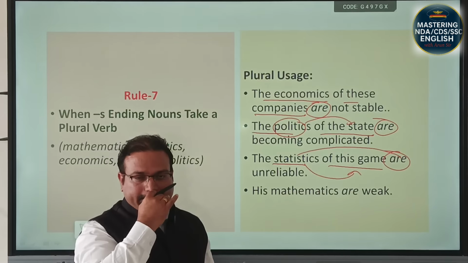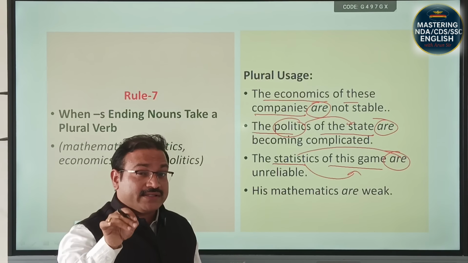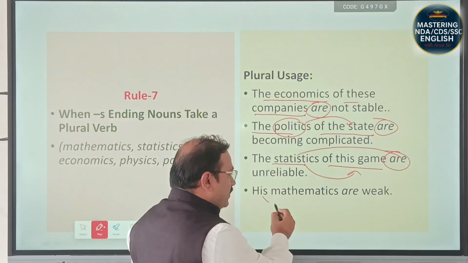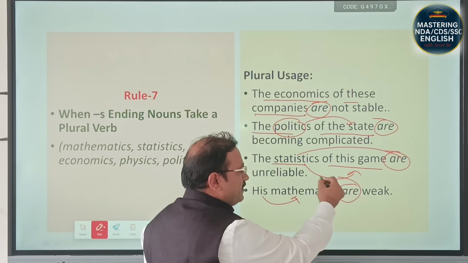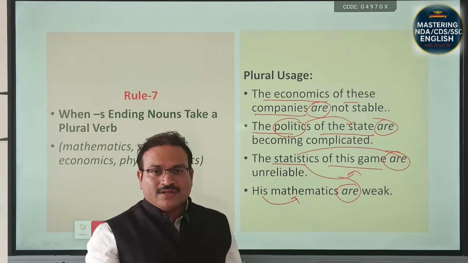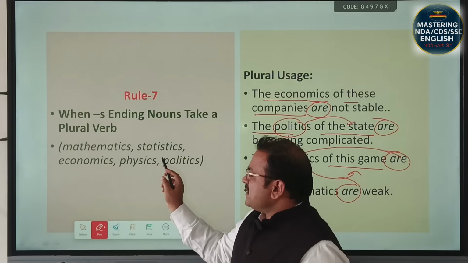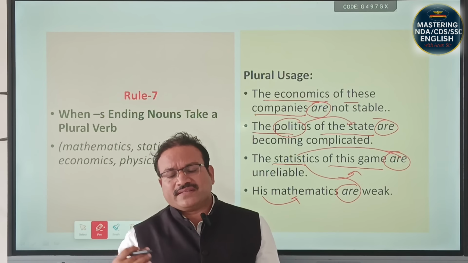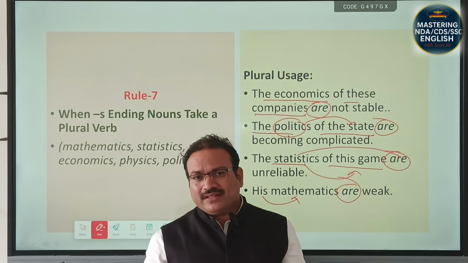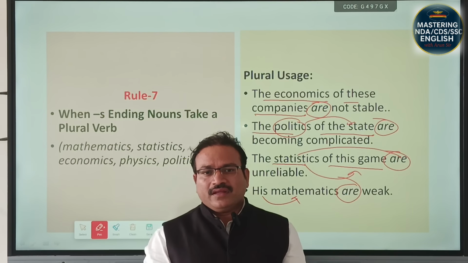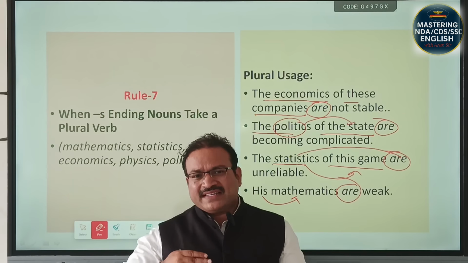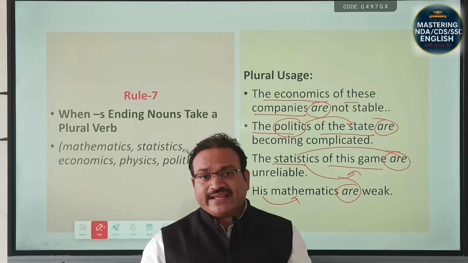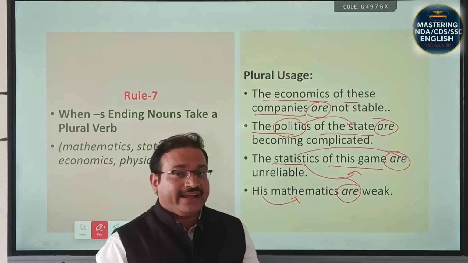His mathematics are weak. Mathematics as a subject is singular, but we are talking about his mathematics, his calculations. So here mathematics become plural. So mathematics, statistics, economics, physics, politics, like these words, these nouns, when they are talked in general, they are singular. But when they are referred to a specific person or a thing, जब किसी खास context में बात हो, in a particular context, then they become plural and they take plural verb.